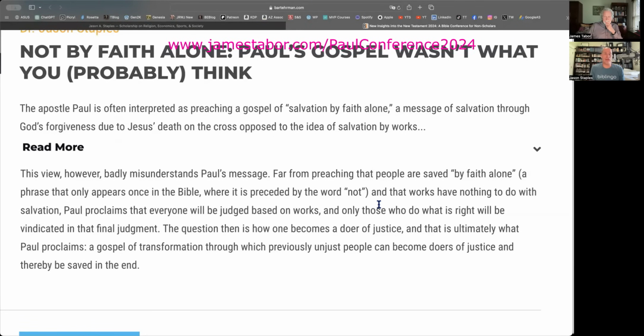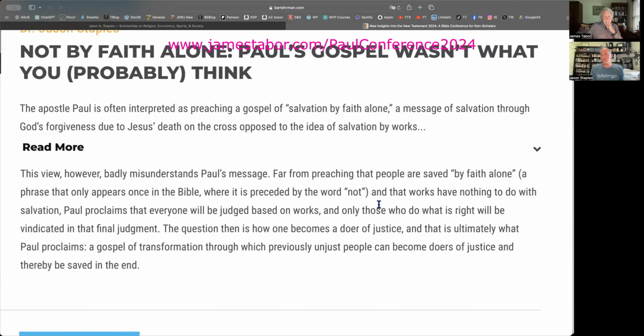I mean, the abstract says a lot there about what I'm going to do, but basically I'm going to look at why the notion that Paul preaches salvation by faith alone doesn't get Paul right. The term "by faith alone" only appears one time in the New Testament, and it's preceded by the word "not" in James 2:26. So "not by faith alone" appears more times in the Bible than "by faith alone," unless you're reading Luther's Bible, where Luther added the word "alone" in a few places in Galatians, sola fide.